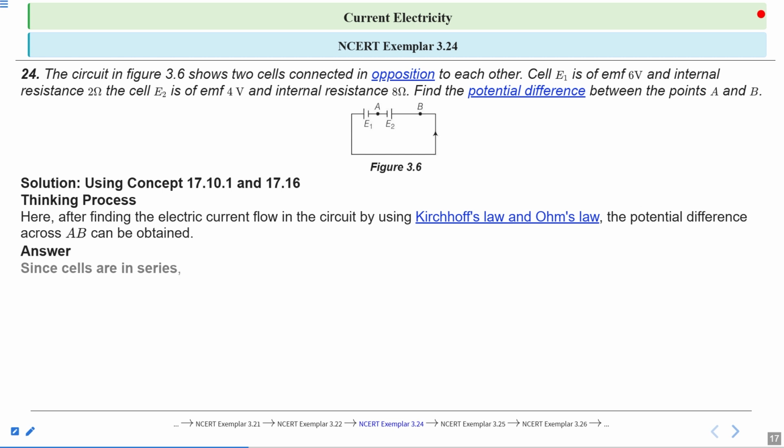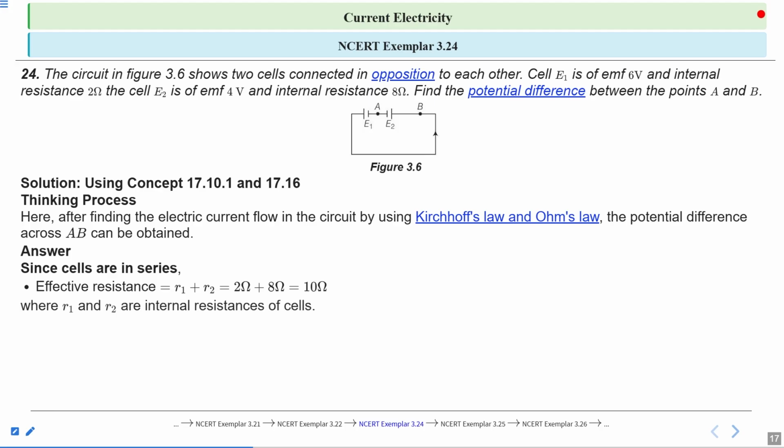So what is the answer? Since cells are connected in series, their effective resistance will be the simple algebraic sum of the internal resistances of both the cells, R1 plus R2, which is 2 ohm plus 8 ohm. So their equivalent resistance will be equal to 10 ohm, where R1 and R2 are the internal resistances of the cells.